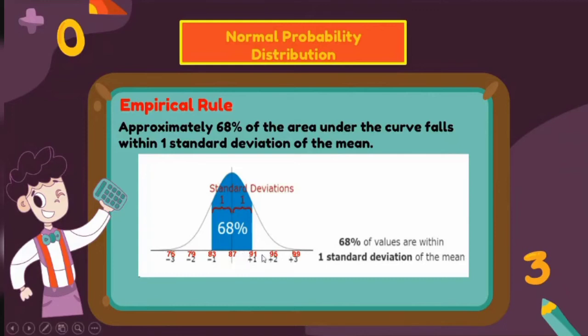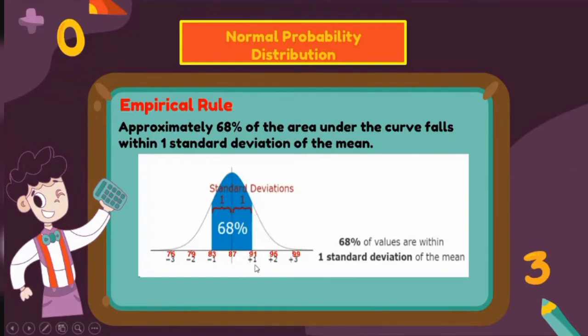For the left side, you have to use negative numbers. One standard deviation to the left is negative 1. Two standard deviations to the left is negative 2 in terms of z-score. Then negative 3 for three standard deviations to the left. On the other hand, for the right side, use positive terms for the standard deviation to the right.